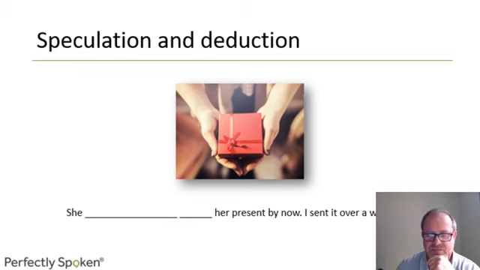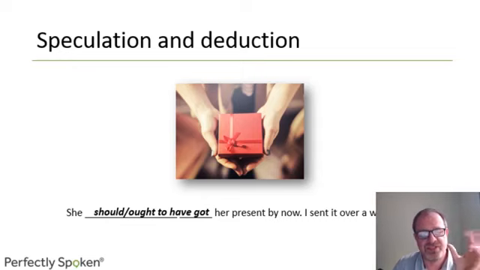So we could say she should or ought to have got her present by now. This is in British English. Americans use gotten. She should or ought to have gotten her present by now. More formally, she should or ought to have received her present by now, and so on.